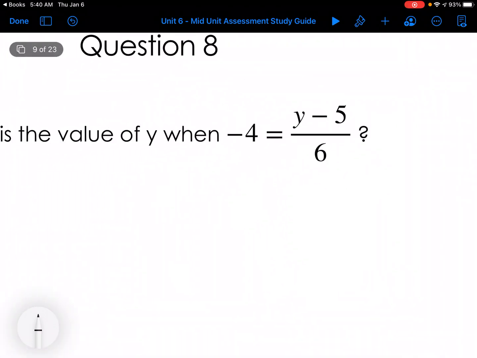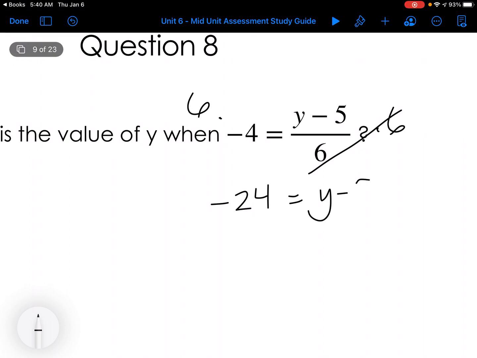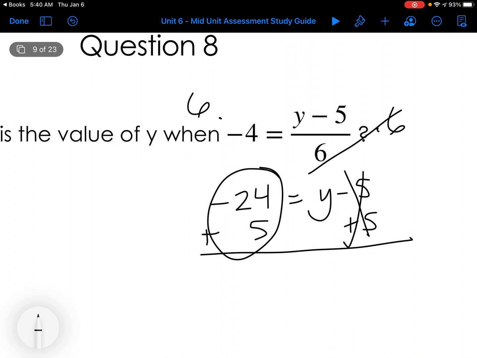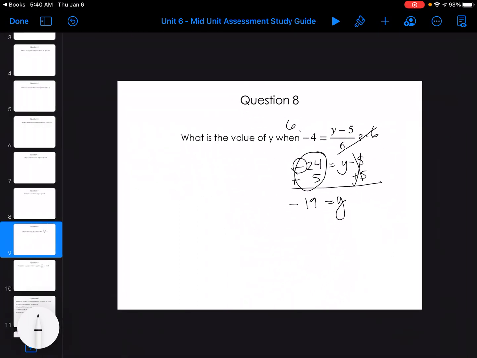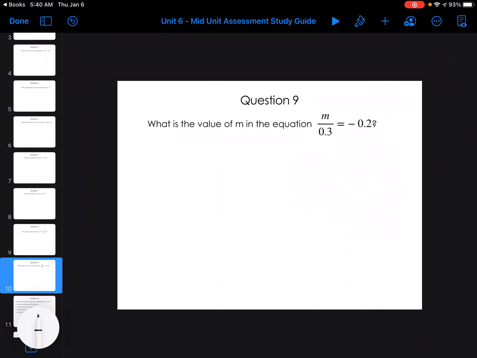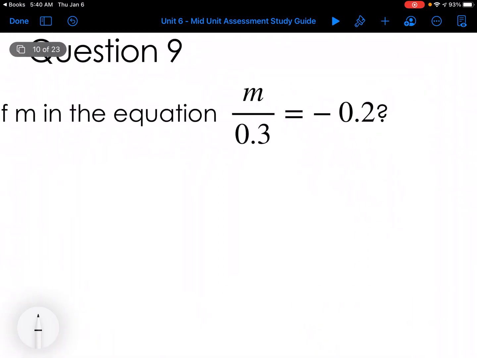Okay, for these ones you have to clear the denominator first, so I'm going to multiply each side by 6. So I end up with negative 24 equals y minus 5. So I'm going to add 5 to each side. My rational number rules say that when the signs are different, I subtract, and I take the sign of the larger absolute value. All right. If I divide by 0.3, I'm going to multiply by 0.3.